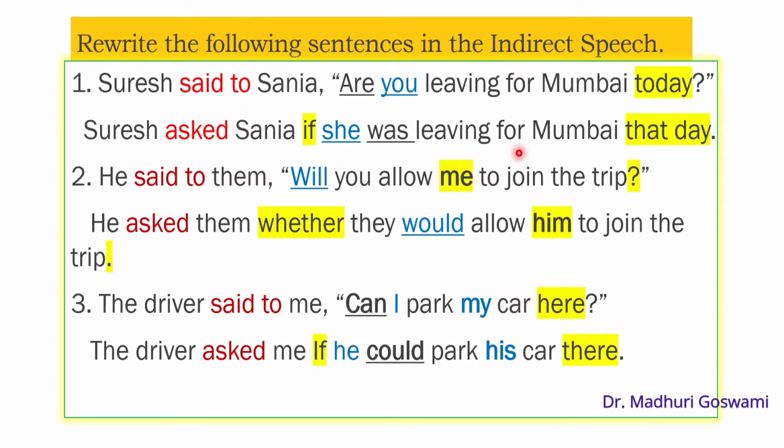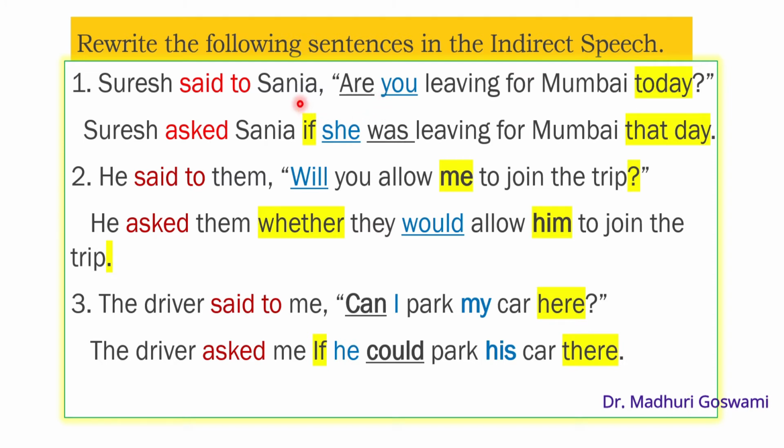This is written in the indirect speech. Said to, it's changed into asked. Then the next change is removal of comma and speech marks, and in place of those comma and speech marks we put the conjunction word if or whether. Then next we have the change of pronoun. In the direct speech we have the pronoun you. This pronoun you refers to Sania because Suresh is talking to whom?